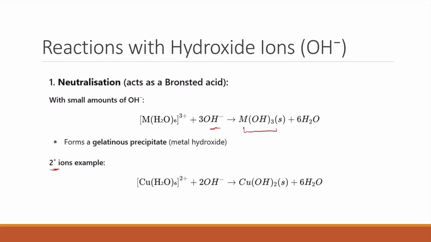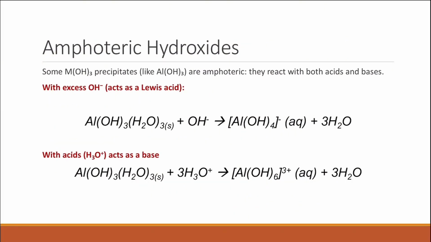So the 2+ ions will donate two protons from two different molecules of water and will give you the hydroxide. You can either write the hydroxide like this, or you can write it as two of the water as a complex ion and four of the hydroxide.